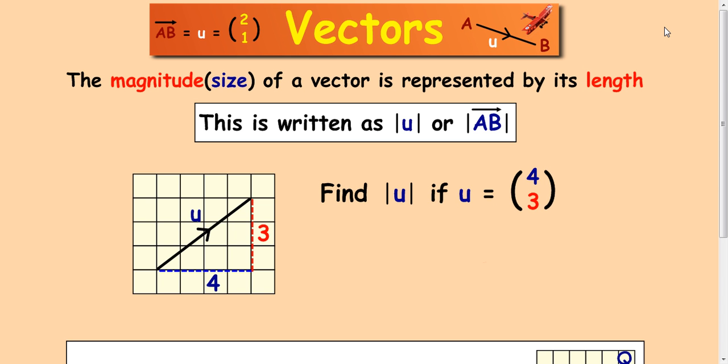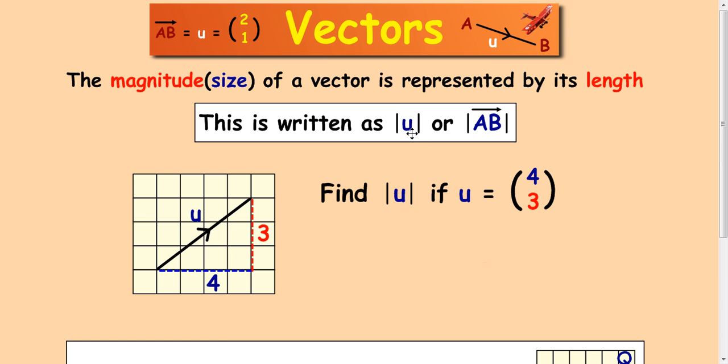In this lesson we're going to look at what the magnitude of a vector is, how to represent it, and also how to calculate it. So the magnitude of a vector is actually the size of it. What value does it represent? If you're talking about the speed aspect of a vector, then you can calculate this just by working out the length of the vector.